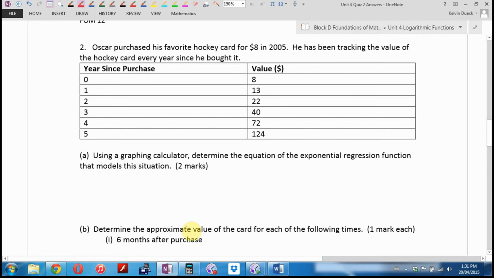Purchased his favorite hockey card for $8 in 2005. And he's been tracking the value of the hockey card. Who's my NHL fans? 2005, who would have been Rookie of the Year? Wayne Gretzky? Really? I know more about that than in hockey. And I'm not a huge hockey follower. 2005. There was a lockout. There you go. Is what happens when I make up random numbers. There was a lockout. Thank you.